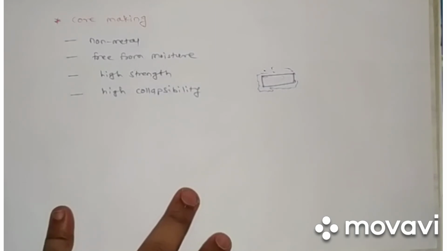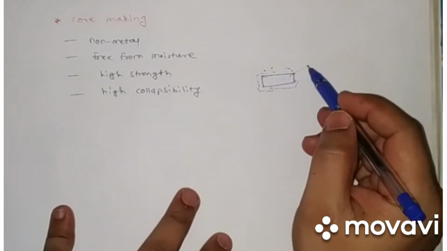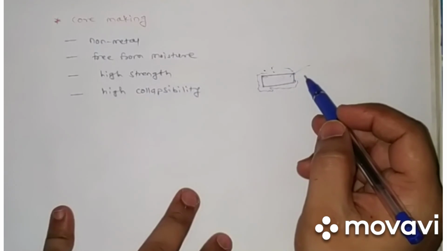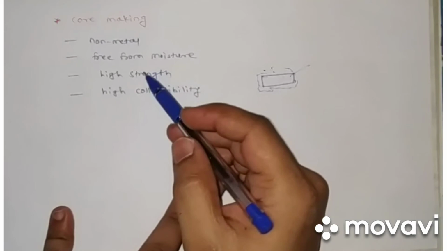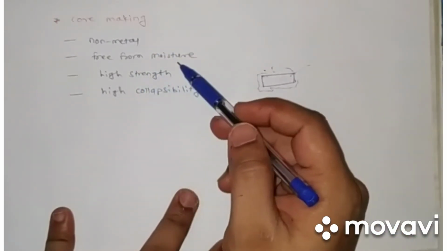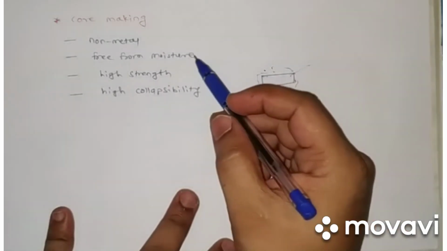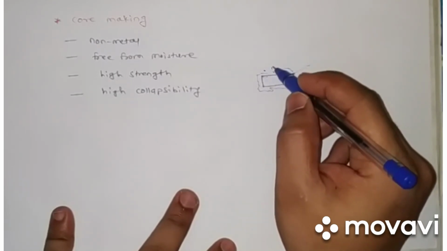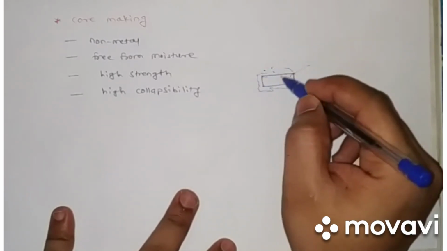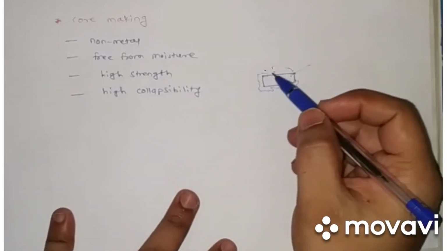Okay, so this is the core, but it should have some properties, otherwise it is very difficult to remove it, because at the end we have to remove this part. For that purpose the core should have some properties. It should be non-metal, and it should be free from moisture, because if it has moisture, then because of the hot liquid metal, this moisture can create holes in the casting, which is not desirable. Then it should have high strength.